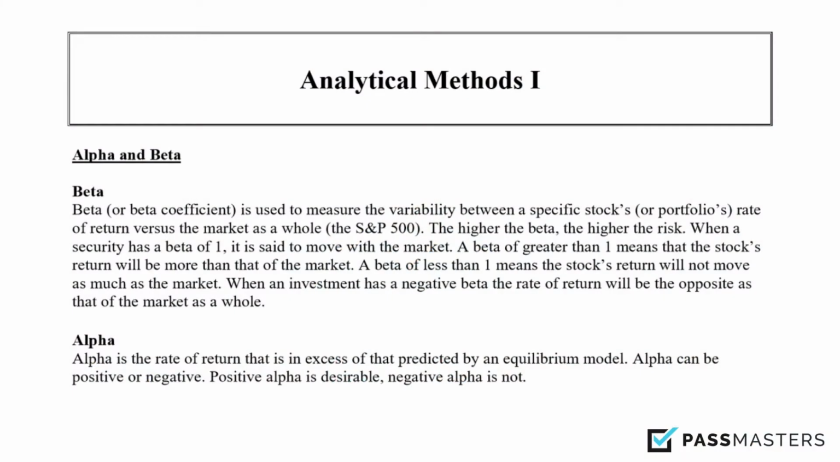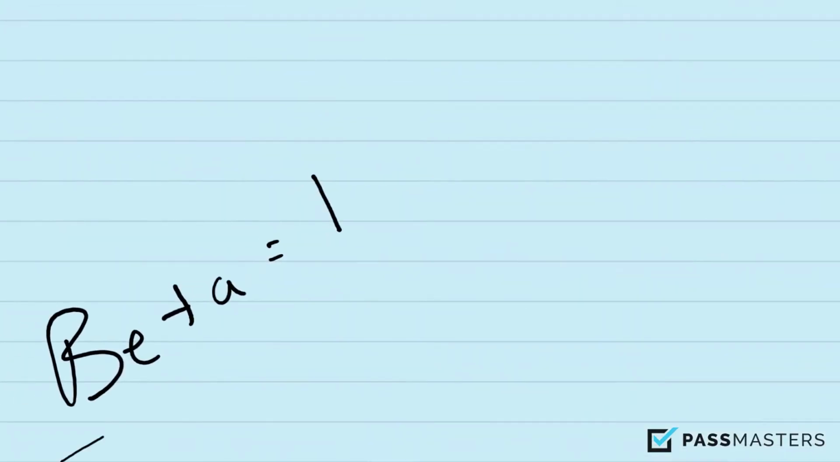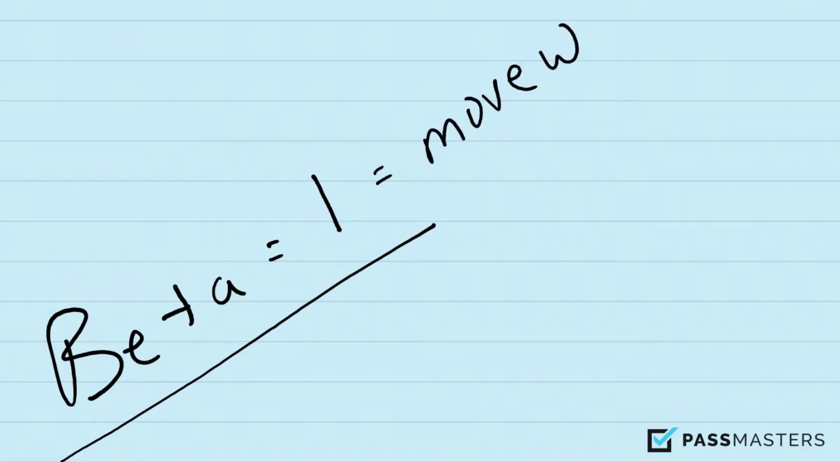Let's get started. Alpha and beta. Beta is a measurement of a stock or a portfolio's variability as compared to the market as a whole. The market as a whole is the S&P 500. You need to feel comfortable with what a beta of 1 means. So when a beta equals 1, then the stock or the portfolio will move with the market.